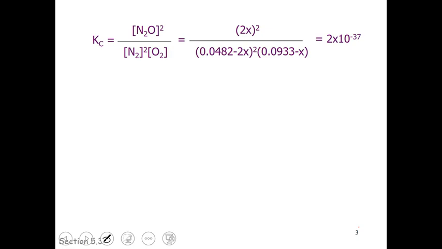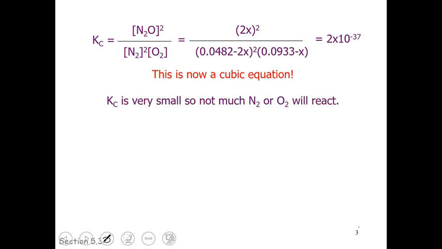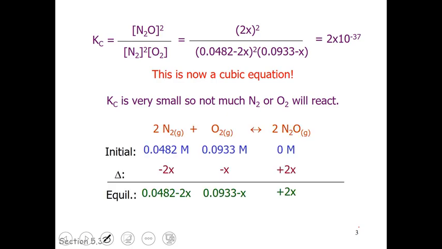Now at this point, the math could get very complicated. In fact, you can see that we will wind up with an x cubed term. But maybe there's something we can do to simplify our math and make this easier to solve. I notice Kc is a very, very small value. So that means that not much N2 or O2 are going to react and drain away our initial concentrations. So when I look at the reaction table, it is reasonable to assume that 0.0482 minus 2x is probably pretty close to 0.0482. And 0.0933 minus x is probably pretty close to 0.0933. This makes my math a lot easier.